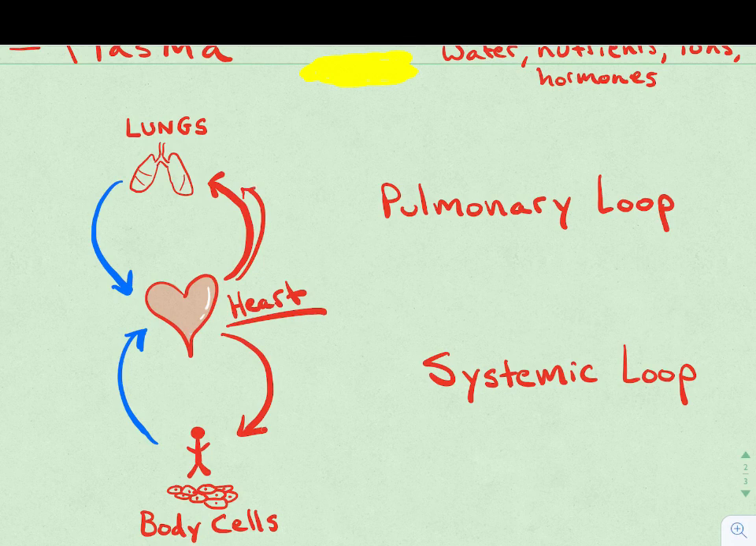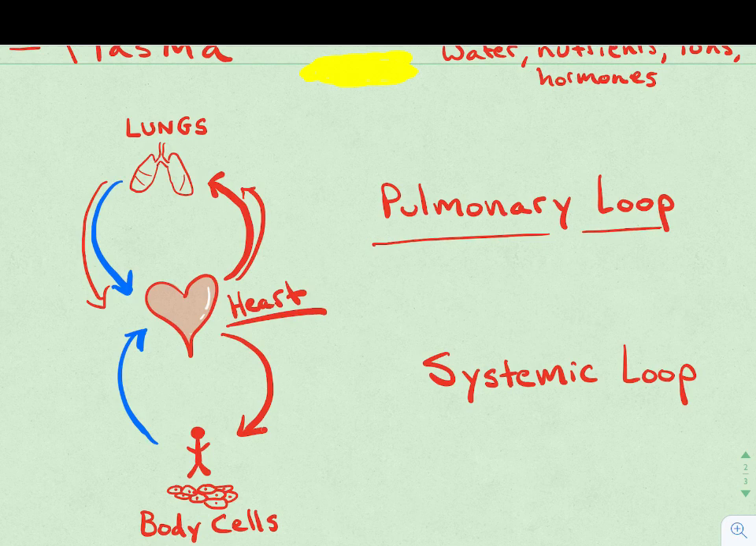where it gets oxygenated, and then that oxygenated blood returns, I should have switched these arrows here, to our heart. And that is our first loop in the circulatory system. It's known as our pulmonary loop. If you've ever studied Latin or Spanish, pulmones in Spanish is lungs, so that's a good way to remember that.